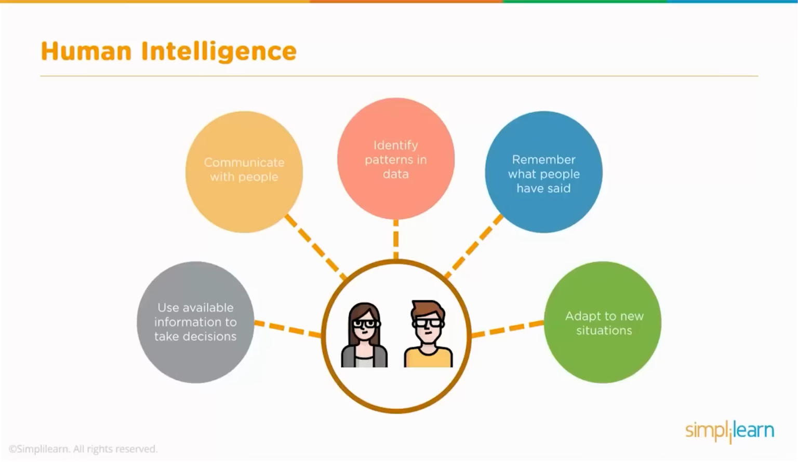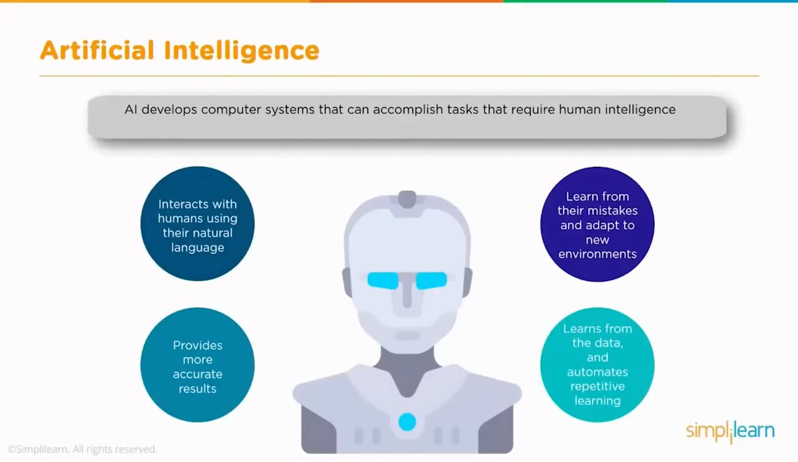So let's take a look at this, so you can get a picture. You're a human being, so you know what it's like to be human. Let's take a look at artificial intelligence versus the human. Artificial intelligence develops computer systems that can accomplish tasks that require human intelligence. So when we're looking at this, one of the things that computers can do is they can provide more accurate results. This is very important.